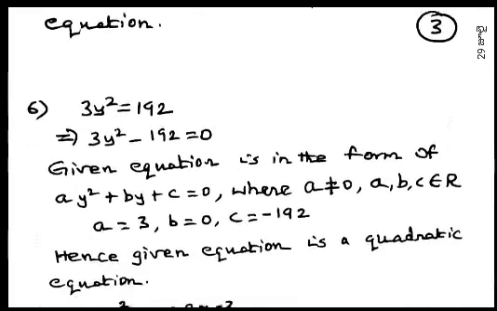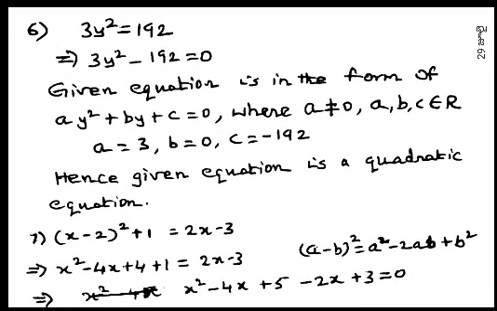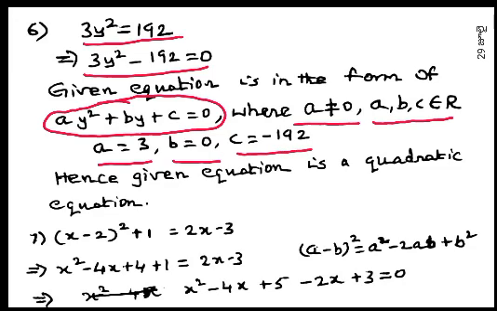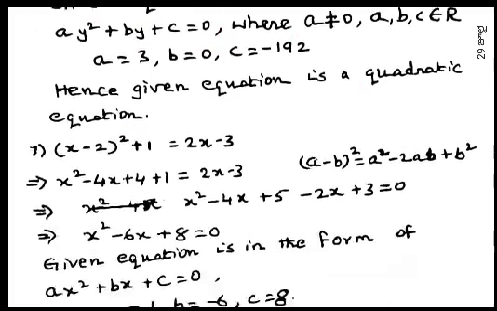Now we consider another problem. 3y² - 1 = 1 - 2 + 192, that is 3y² = 192. This can be written as 3y² - 192 = 0. Comparing with the equation ay² + by + c = 0, where a is not equal to 0, and a, b, c are real numbers, we get a = 3, b = 0 and c = -192. Hence, the given equation is a quadratic equation. This is our conclusion.